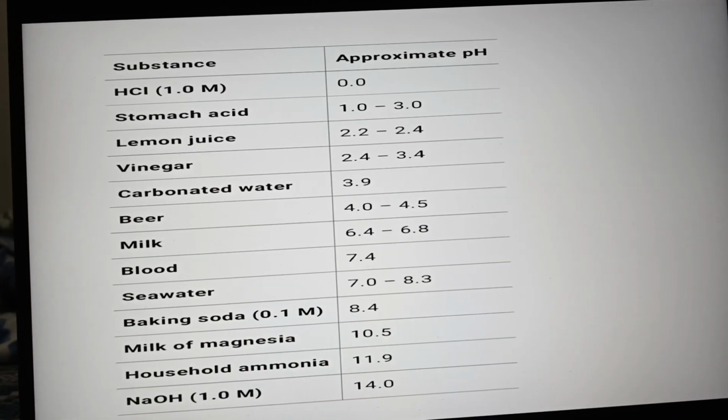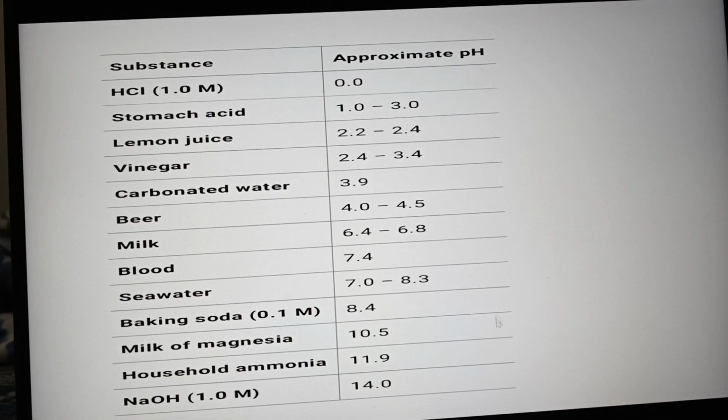Now we see a table of pH values for common substances. This table shows the approximate pH values of commonly found solutions. We can see from this table that the pH of hydrochloric acid is 0, so it is a strong acid. Similarly, the pH of stomach acid is between 1.0 and 3.0, so it is also acidic. Lemon juice has a pH between 2.2 and 2.4, so it is also acidic.